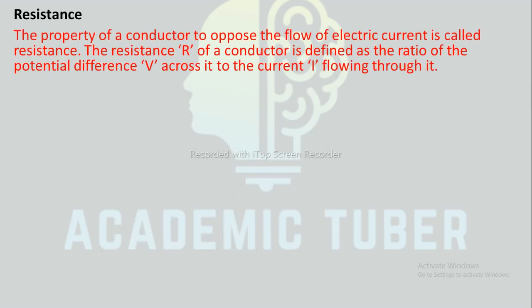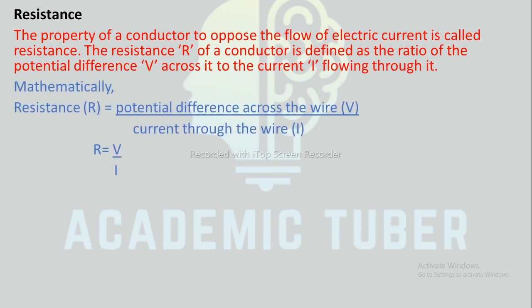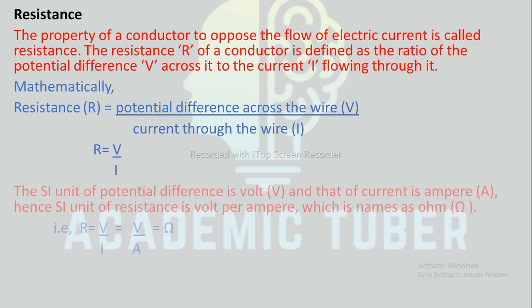Next one is resistance. The property of a conductor to oppose the flow of electric current is called resistance. The resistance R of a conductor is defined as the ratio of the potential difference V across it to the current I flowing through it. Mathematically, resistance R equals the potential difference across the wire V by the current through the wire I. That is, R equals V by I.